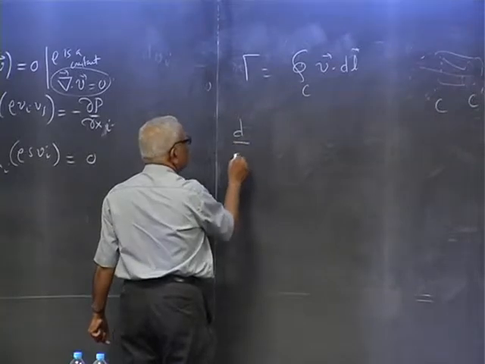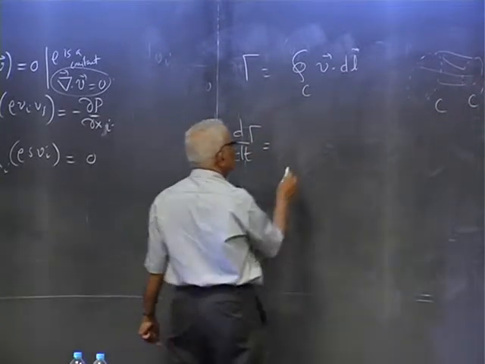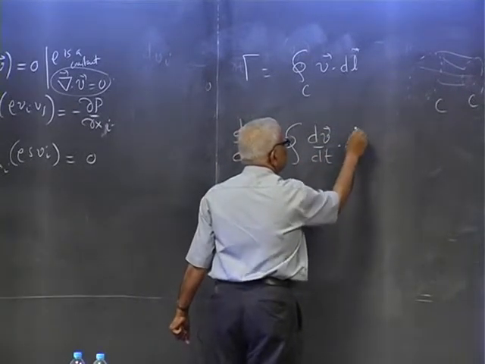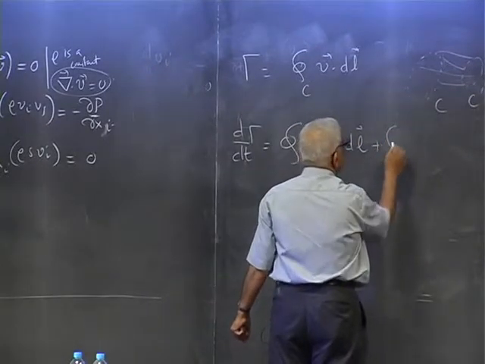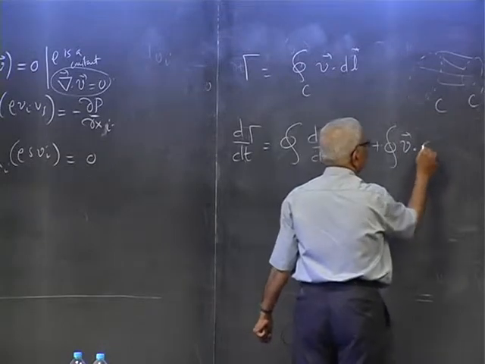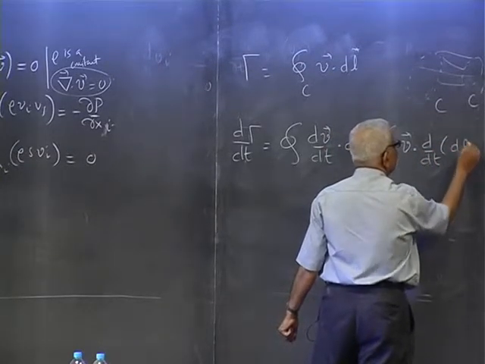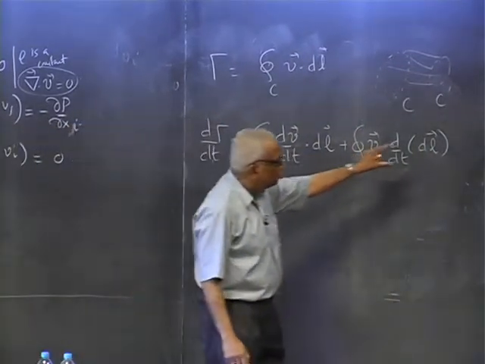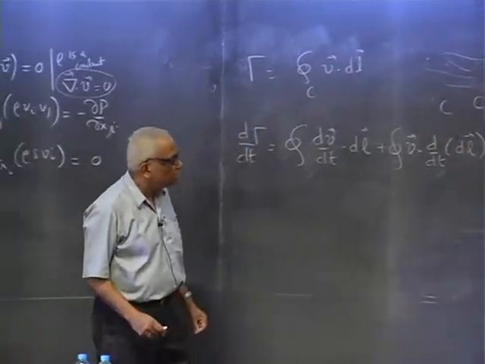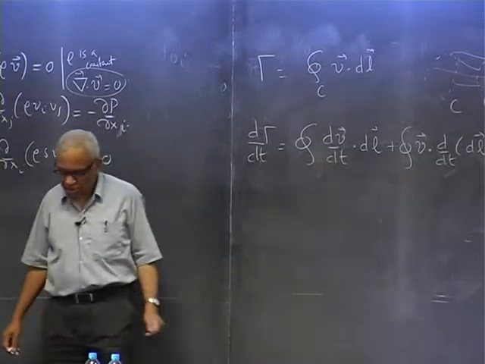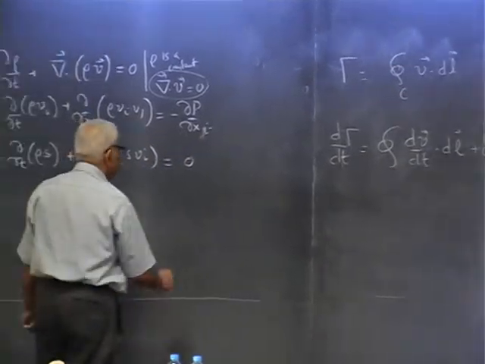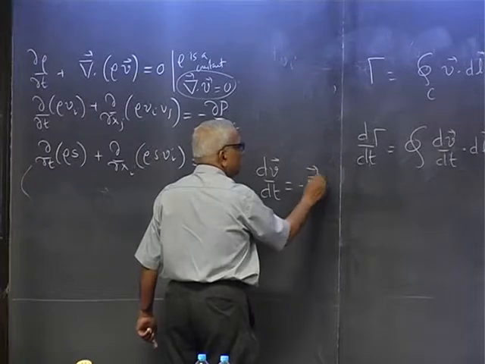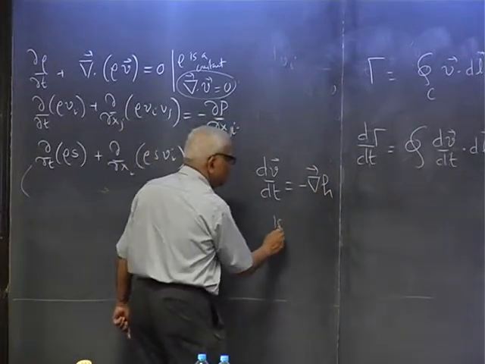So you want to look at the total derivative of this gamma. And that is going to be the integral of dV/dt dot dl, plus the integral of V dot d/dt of this dl over here. So there would be two contributions. This one tells you how the velocity changes, and this one tells you how the contour changes. Now, what is dV/dt? If it is isentropic, dV/dt is minus grad enthalpy. So that's isentropic.